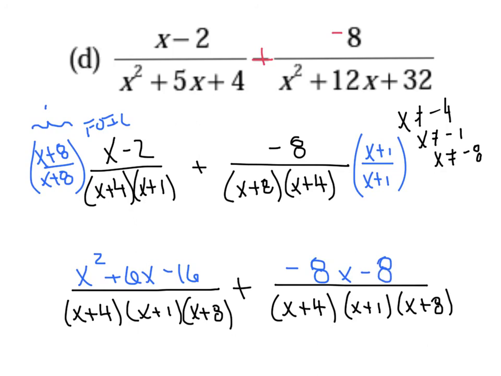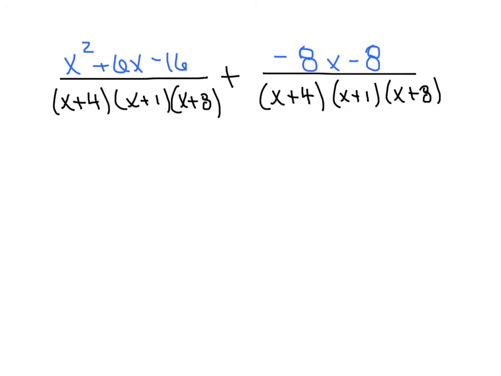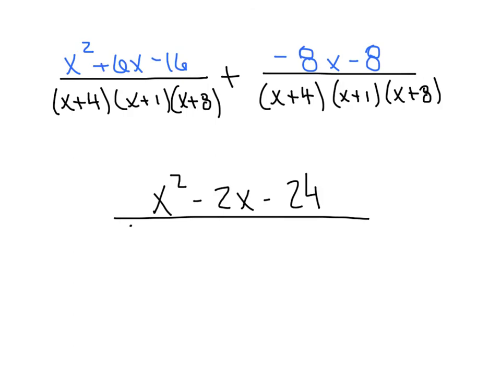Now, my first obligation right now is to make sure I combine these two fractions into one fraction first. So do not worry about simplifying anything yet. Combine the like terms. We're going to get x squared minus 2x minus 24 all over that beautiful common denominator we've been talking so much about.